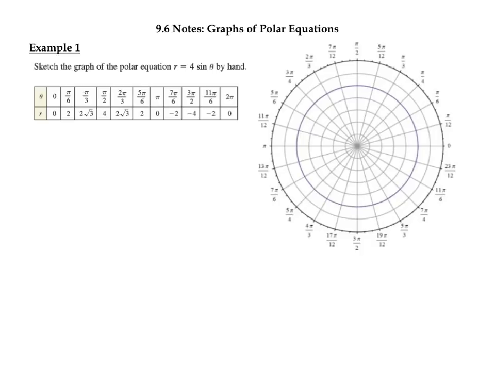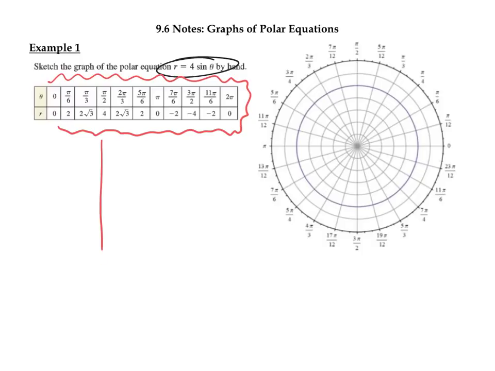Hey guys, today we're going to continue our study of the polar coordinate system by studying the graphs of polar equations. We're going to start with this equation right here: r equals 4 sine theta. Now, I cheated a little bit, and that might hurt you ultimately, but if you did all the hard math, this is the table that you would generate if you were asked to do this by hand.